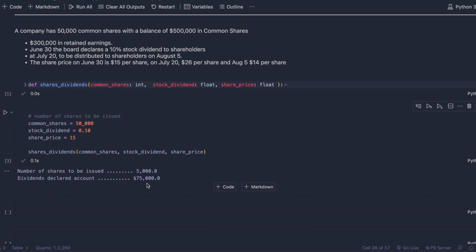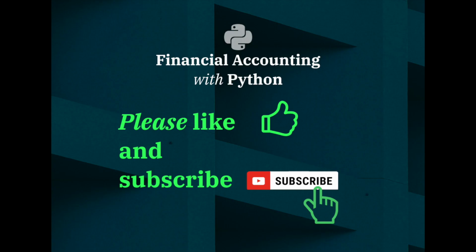$75,000 for dividends declared in the account. We will make this function now.